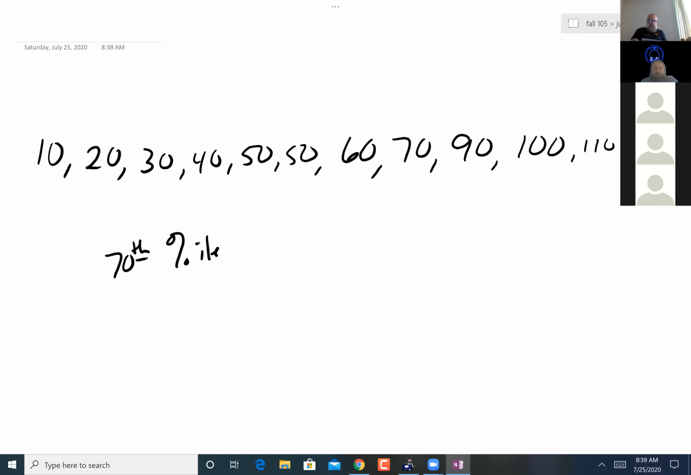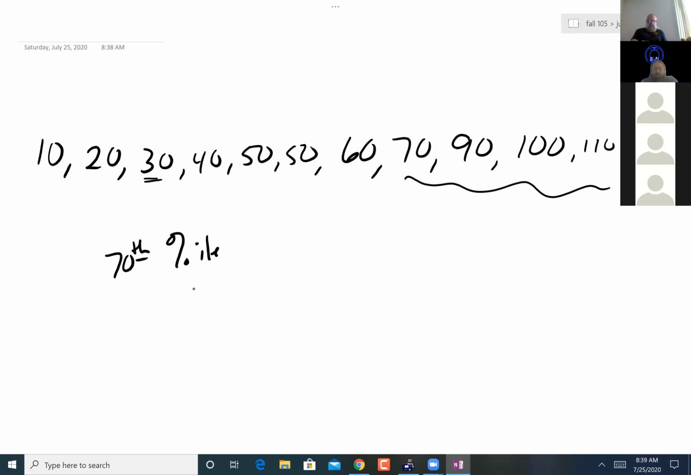okay, first of all, can we agree that it's none of these guys down here? Can we all agree it's none of those? Because you need to have 70% of the data less than you. So it can't be any of these guys. I mean, clearly there's only like 2 numbers less than me when I'm down here. So that cannot be the 70th percentile. So we're looking over here somewhere, okay?